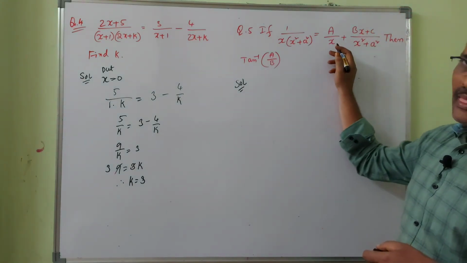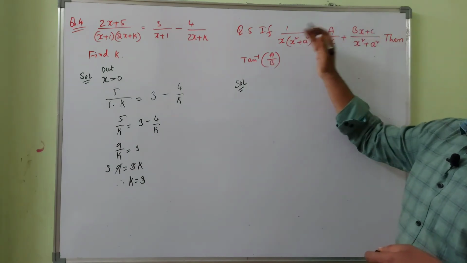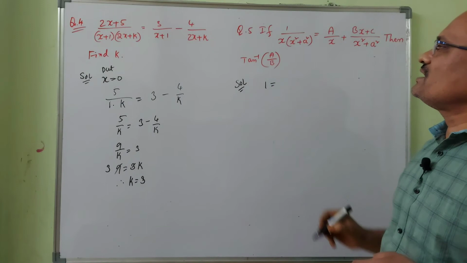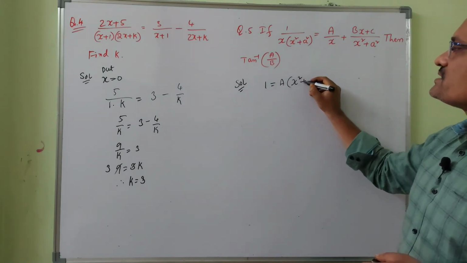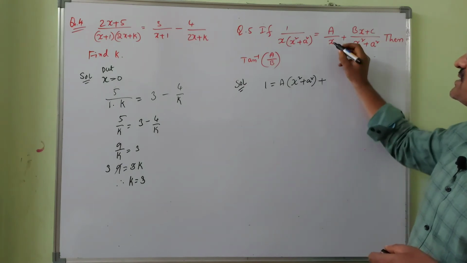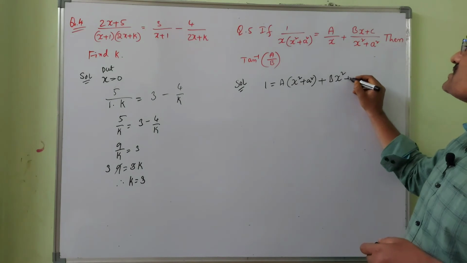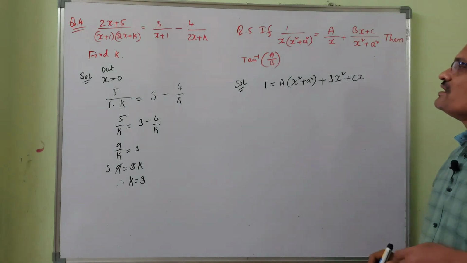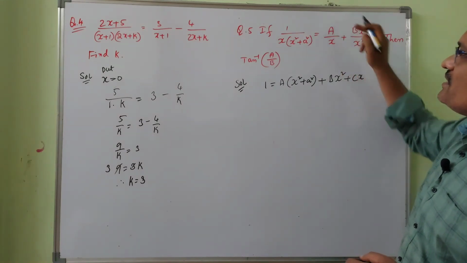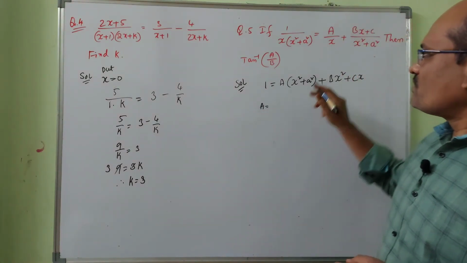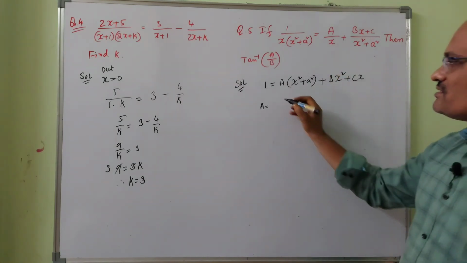Take LCM in the RHS and make numerators equal. So what you get? 1 is equal to a into (x square plus a square) plus (bx plus c) into x. Multiply separately, bx square plus cx you will get. Here we need a and b. I told you already a shorter method to find a. Why? Because the denominator is a first degree factor, so a can be calculated very easily.